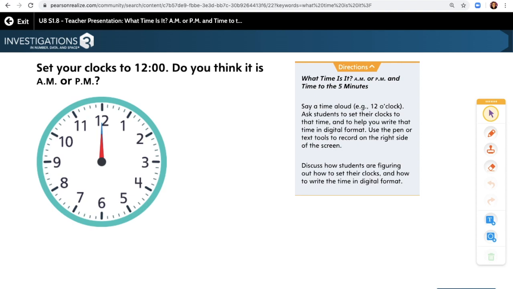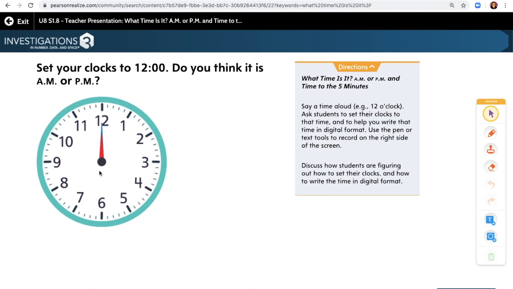Hi, second grade mathematicians. All right, today we are going to revisit the question, what time is it? AM or PM, and time to 5 minutes. So the question says set your clock to 12 o'clock. Do you think it is AM or PM, and why?